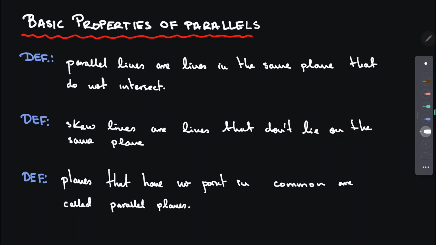Okay, in this video, we're going to learn about the basic properties of parallels. We're going to work mainly with three definitions. The first one is: parallel lines are lines in the same plane that do not intersect.